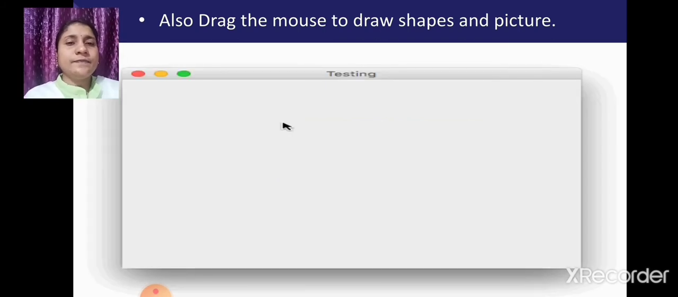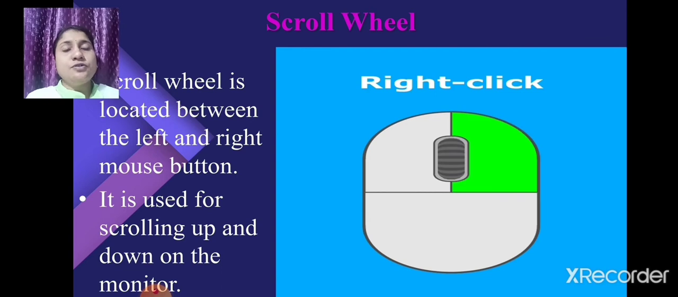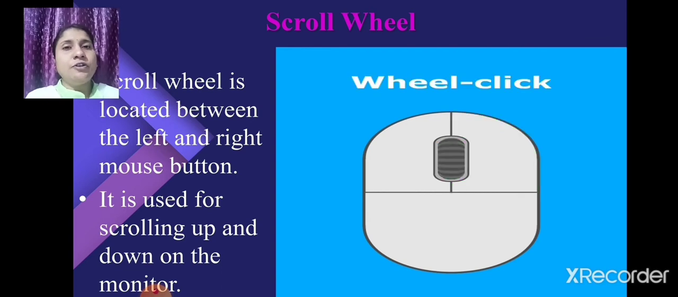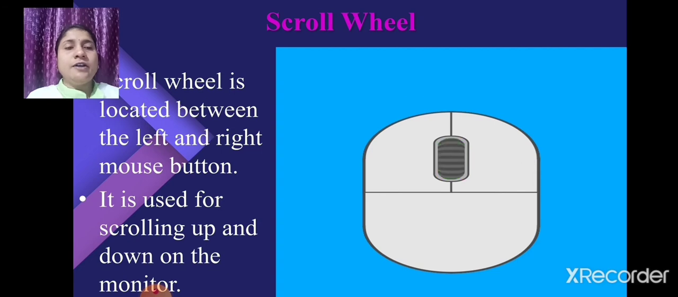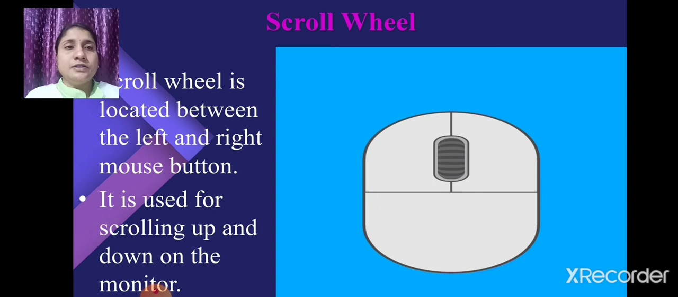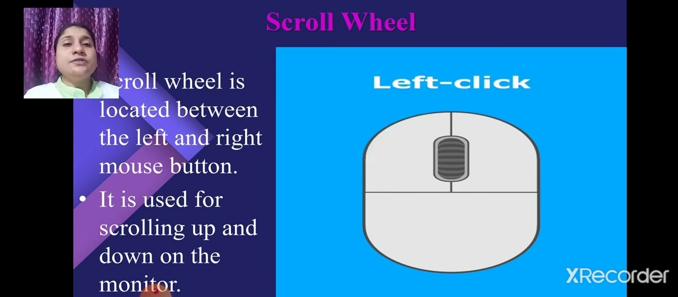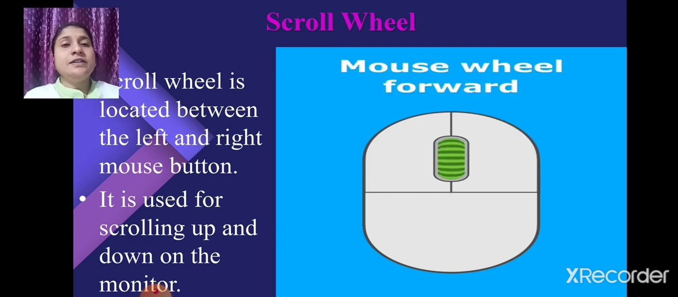Yes. Okay, so the next is the scroll wheel. All of you know the scroll wheel, we already saw it when we learned how to hold the mouse, how we can scroll the scroll wheel with our index finger. So where is this scroll wheel located? This scroll wheel is located between the left and the right mouse button, in the middle of the left and the right mouse button.